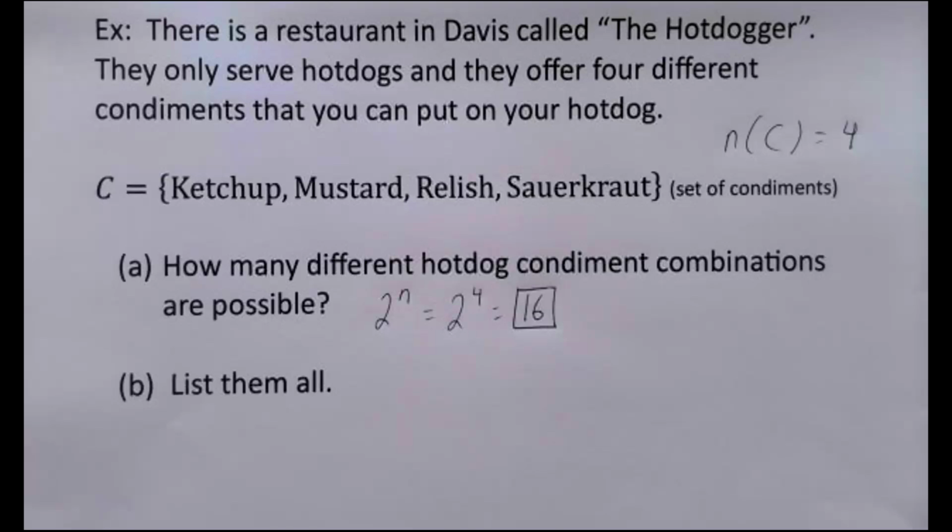I'm expecting there to be 16 different types of hot dogs you could order at this restaurant as far as what condiments are going to go on your hot dog. Because there are 16 subsets of set C, because set C has 4 elements and 2 to the power of 4 equals 16.